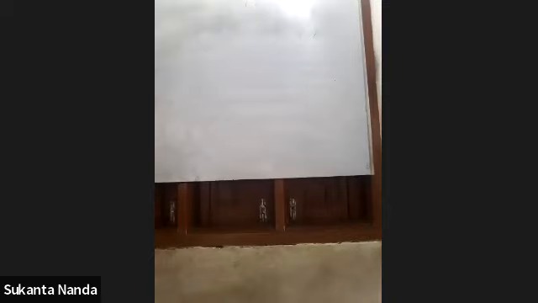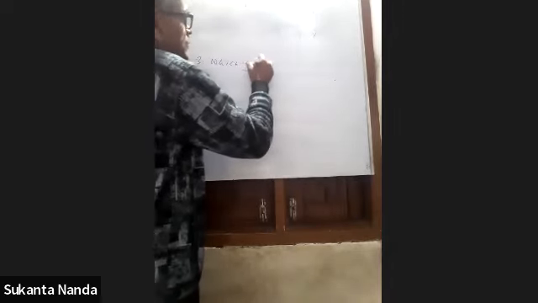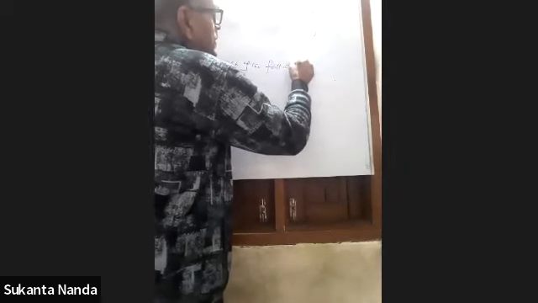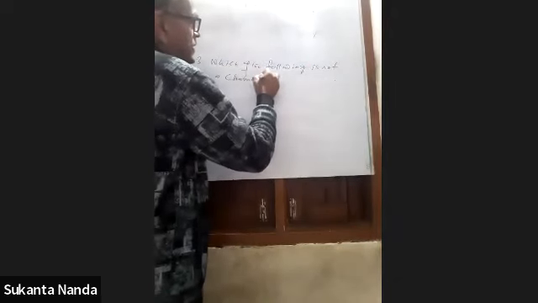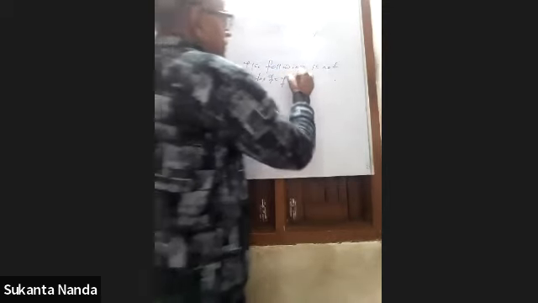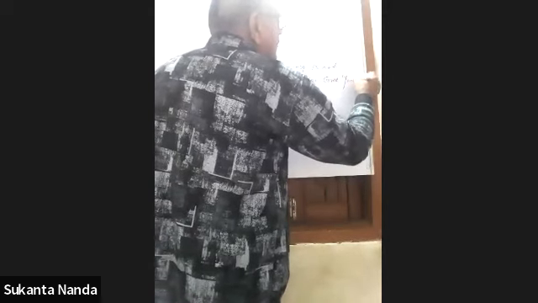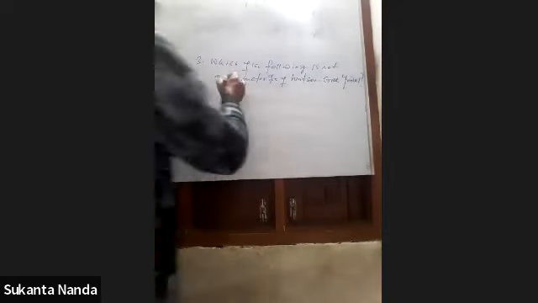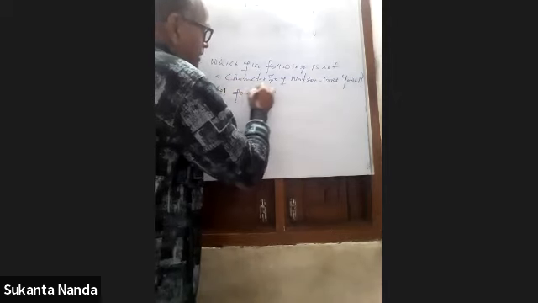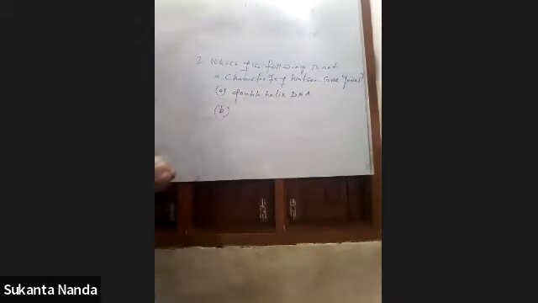Which of the following is not a characteristic of the Watson-Crick model? Watson and Crick model. Very carefully, you have to answer. First point is double helix DNA. Option A, double helix DNA. The first option, double helix DNA.